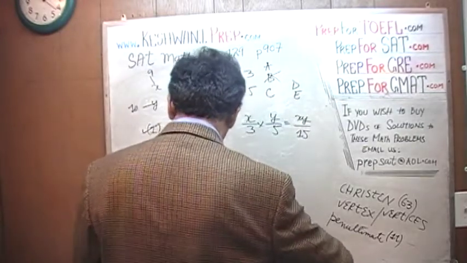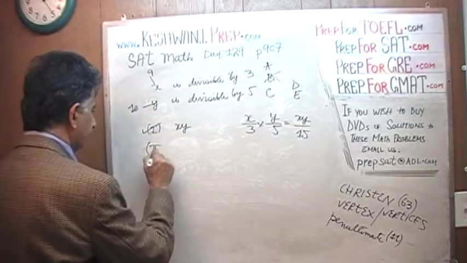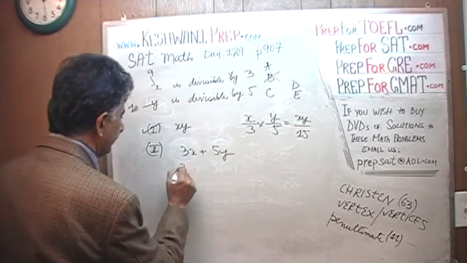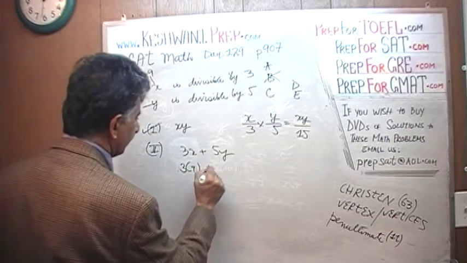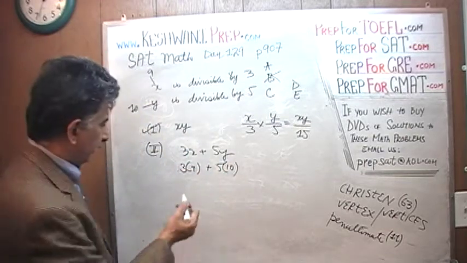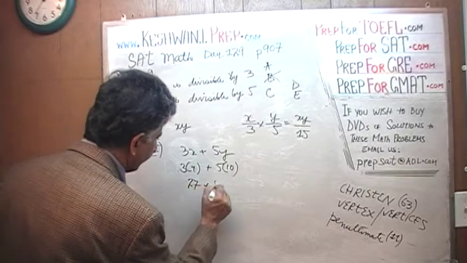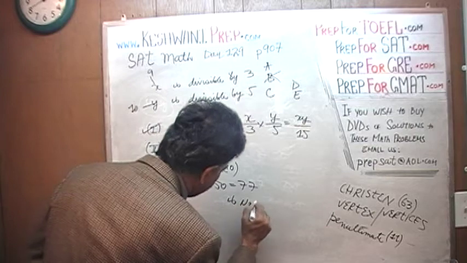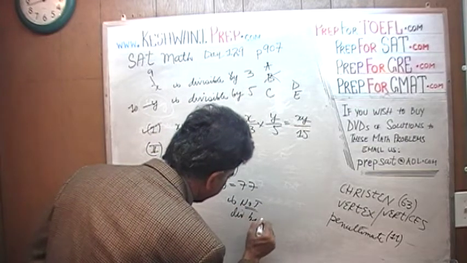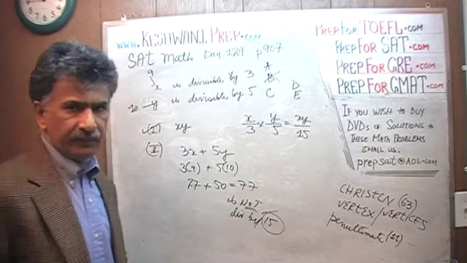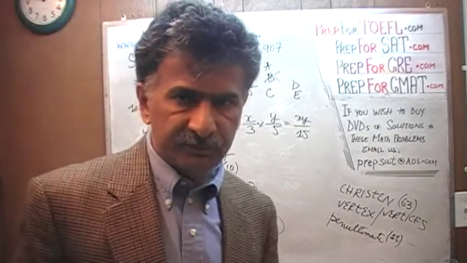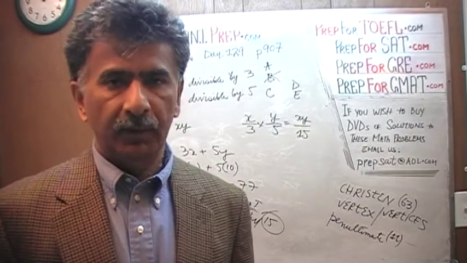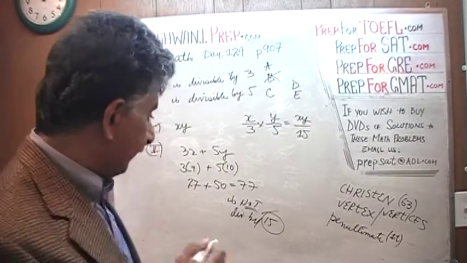Let's look at the second statement. The second statement tells us that the quantity is 3x plus 5y. 3 times x, which is 9, plus 5 times y, which is 10. 9 times 3 is 27, plus 50, which is 77, and 77 is not divisible by 15. It's not divisible by 15. Because of the use of the word must, this expression has to be divisible by 15 all the time. And since we found one exception, 77 is an exception.